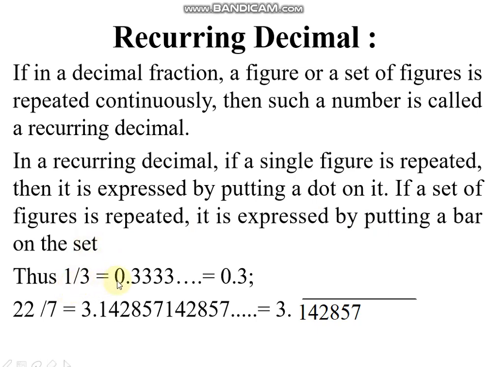Here 1 by 3 gives the decimal 0.3333333 etc. Okay, that is called a recurring decimal. Again and again the same digit repeats in the decimal fraction, that is called a recurring decimal. We put a bar on top of the value and this shows it is repeated. This can be understood: the same digits will repeat again and again.